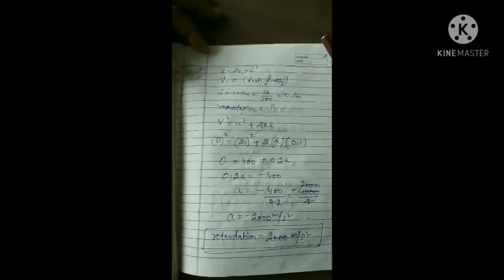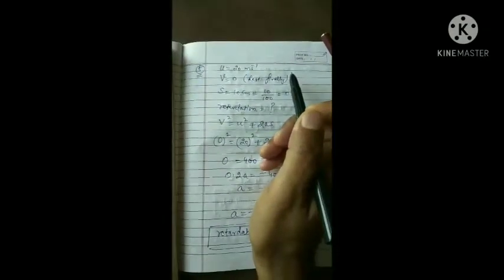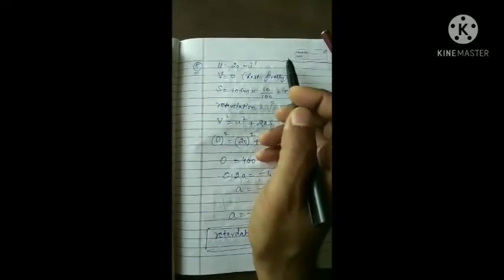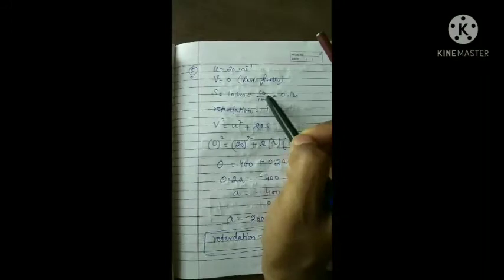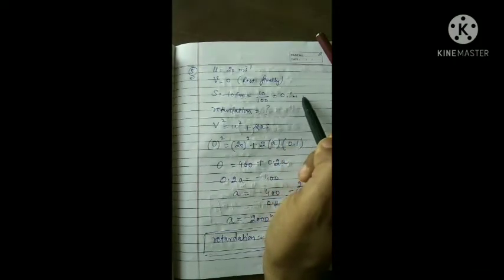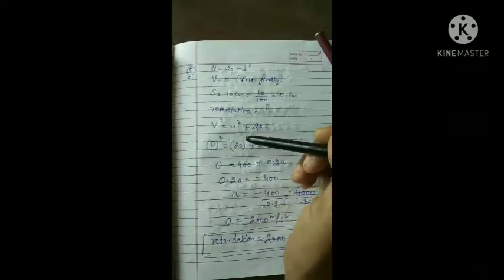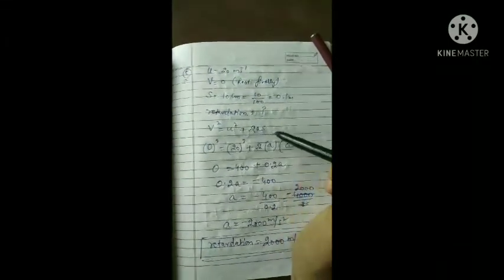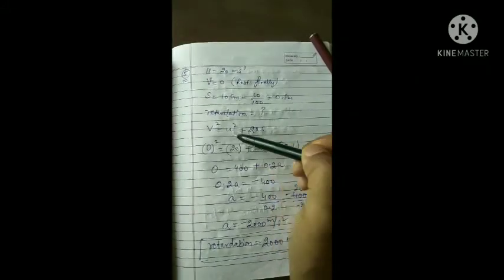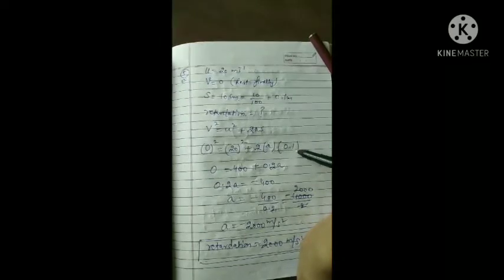Now in fifth numerical, the bullet initially moving with a velocity 20 meter per second strikes a target and comes to rest after penetrating a distance 10 centimeter. So just convert this 10 centimeter into meter, that is 0.1 meter, v is 0, and you have to find retardation. So third equation will help you, v square is equal to u square plus 2as, v is 0, u is 20 square plus 2a, s is 0.1.